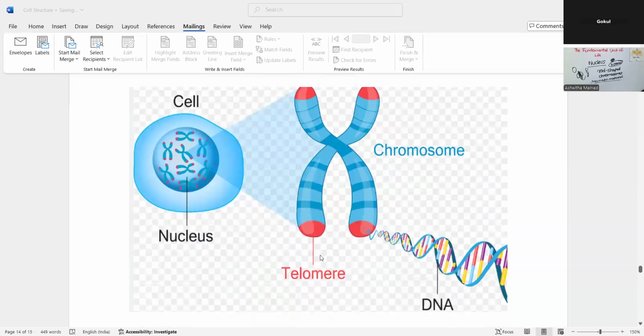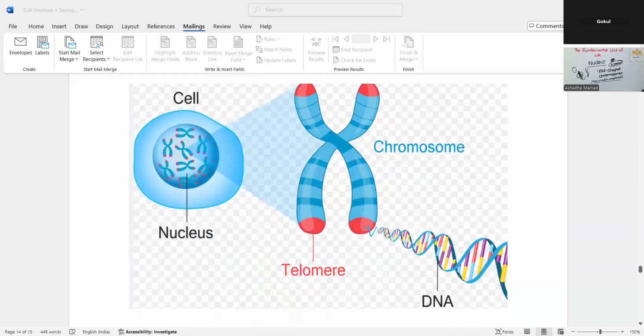I have another image which has this telomere in a very specific form. The telomere is a protective cap at the end of the chromosome.